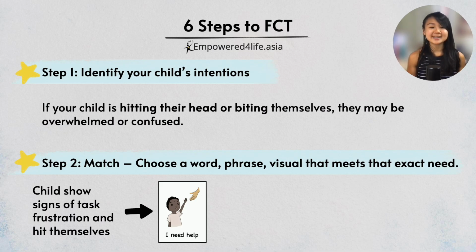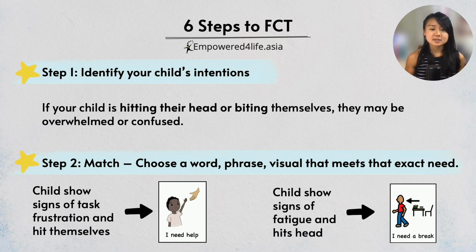So it's either I ask for help, but now with technology, we would Google it. So for our child, it's slightly different. They don't have the options of Googling. So the other way is to ask for help instead of biting themselves. So the phrase would look like, I need help. Next, if your child shows signs of fatigue and hits his head, then the other example would be, okay, then you give your child the option of requesting for a break, like I need a break.